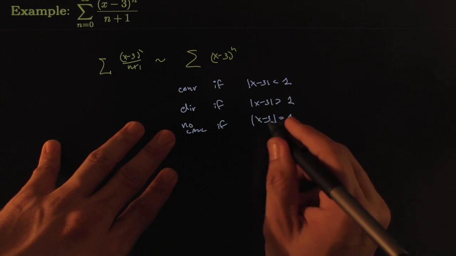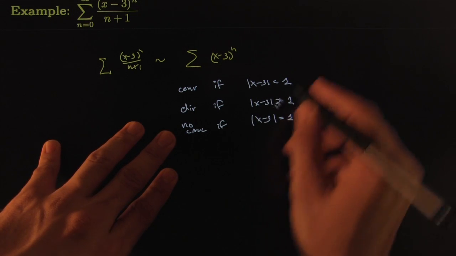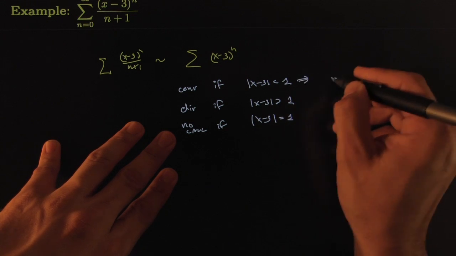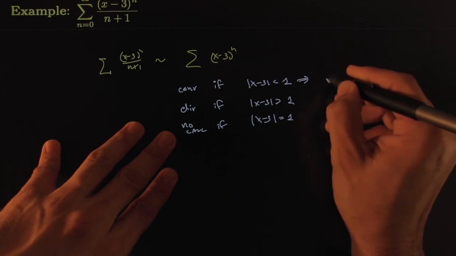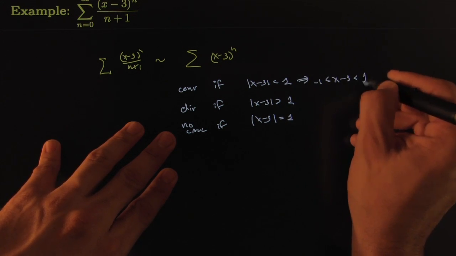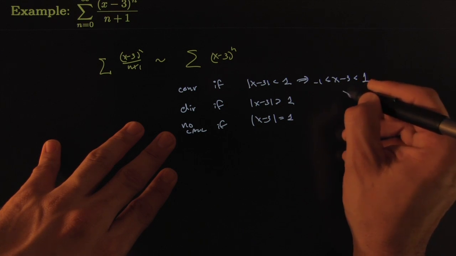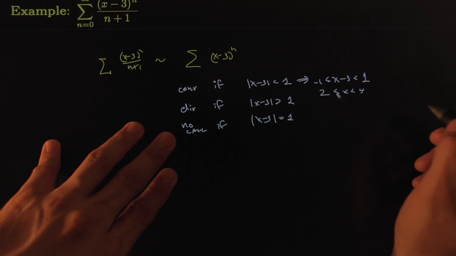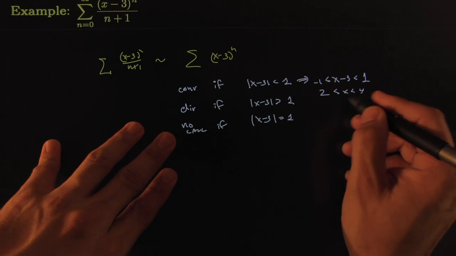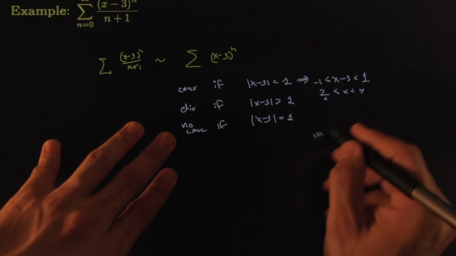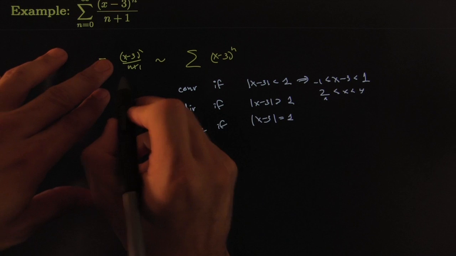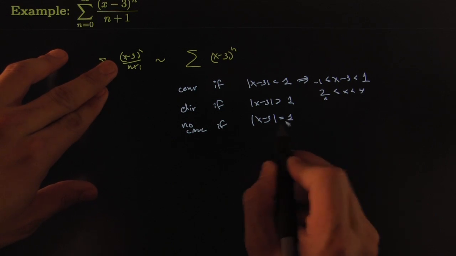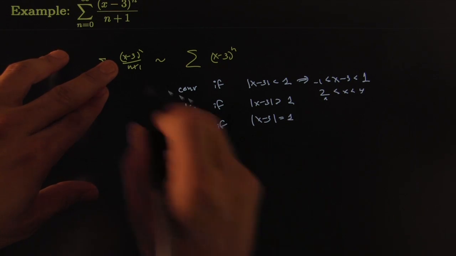Alright, let's check what this means. Let's work this out. So you have x - 3 stuck between -1 and 1. So you have that x is stuck between 2 and 4. So then you have to check the endpoints. The endpoints will be 2 and 4. For x equals 2, that's where you get -1, and 4 is the other one where you get 1.